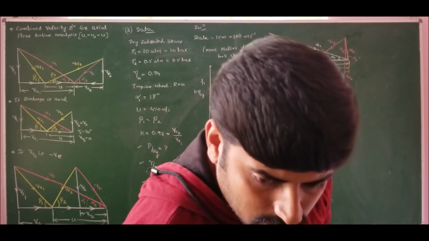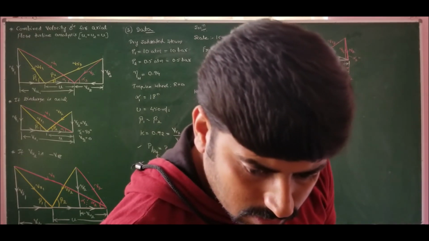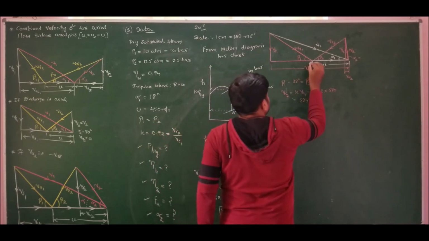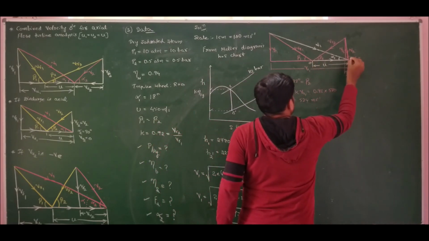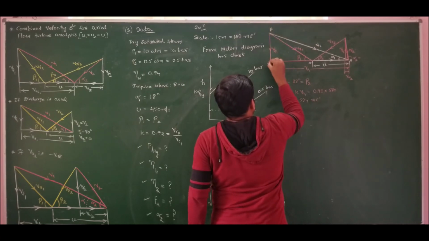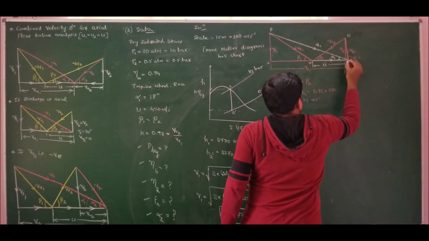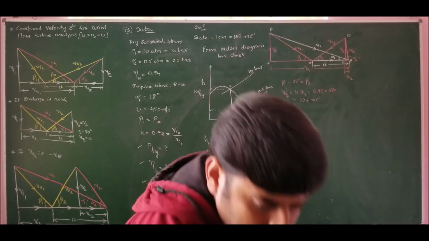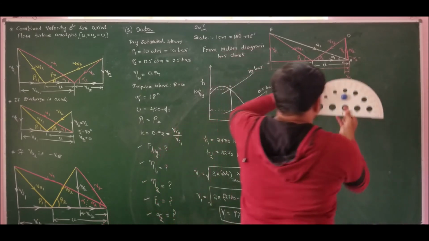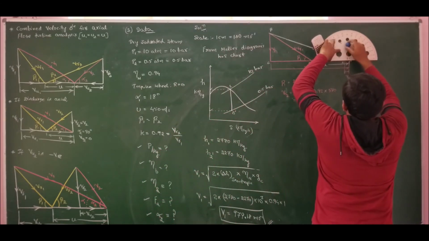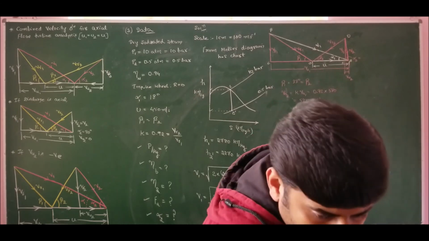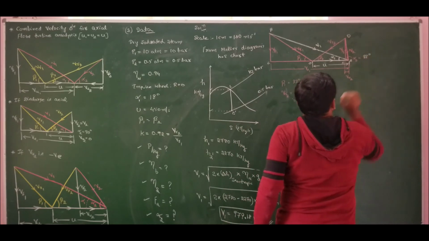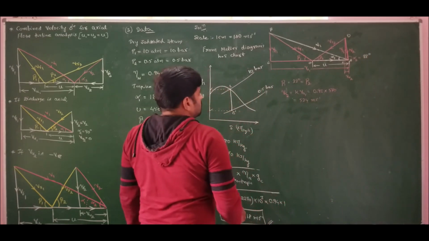Now if I calculate all these values, I will get, let us mark this as O, A, B, C, D and E. So if I measure alpha 2, it is turning out to be 88 degrees. Alpha 2 is turning out to be 88 degrees. Let us calculate one by one.